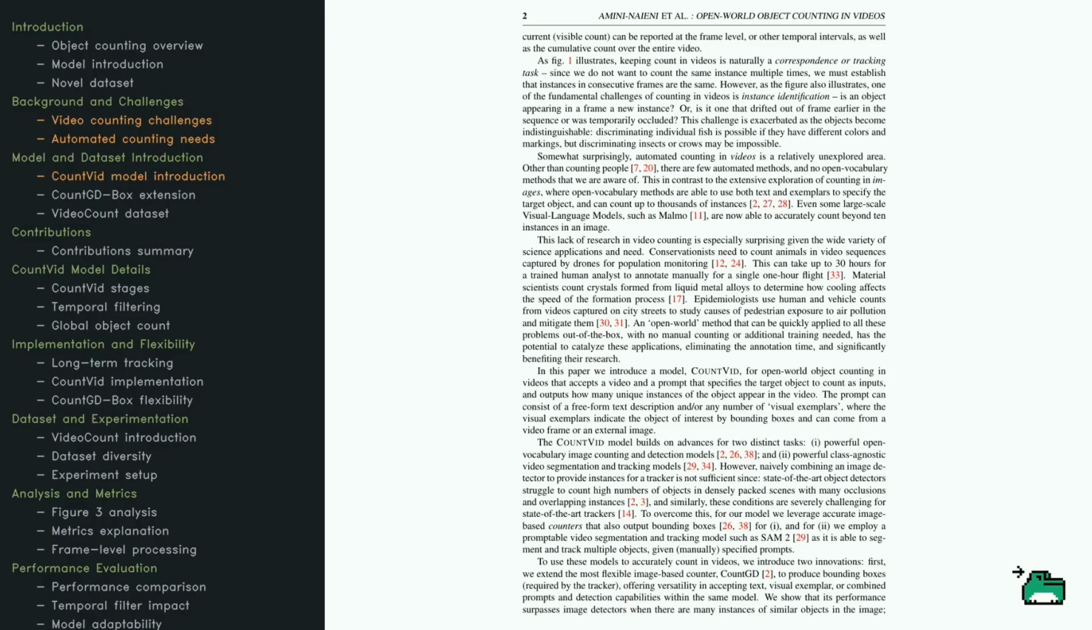COUNTVID is designed specifically for this. It takes a video and a prompt, either text or images, and counts the unique objects in the video. It builds on advances in image counting and video tracking, using sophisticated techniques to handle crowded scenes. It leverages the latest image counters and video models to count accurately without extra training or manual input. This innovation could revolutionize how researchers across fields approach video data, making insights easier and faster to achieve.